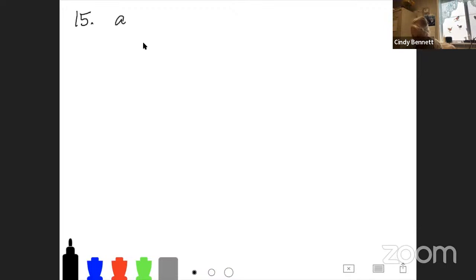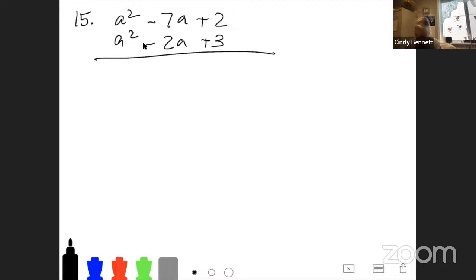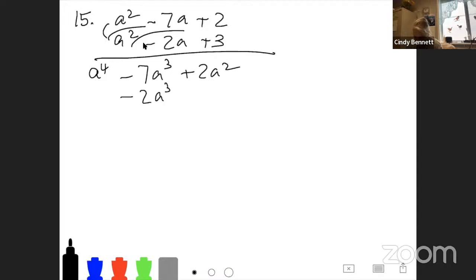I have a squared minus 7a plus 2, times a squared minus 2a plus 3. Now I'm going to multiply them out. So a squared times a squared is a to the 4th, minus 7a cubed, plus 2a squared. And then I go negative 2a cubed, plus 14a squared, minus 4a. Now I go 3 times a squared is 3a squared.